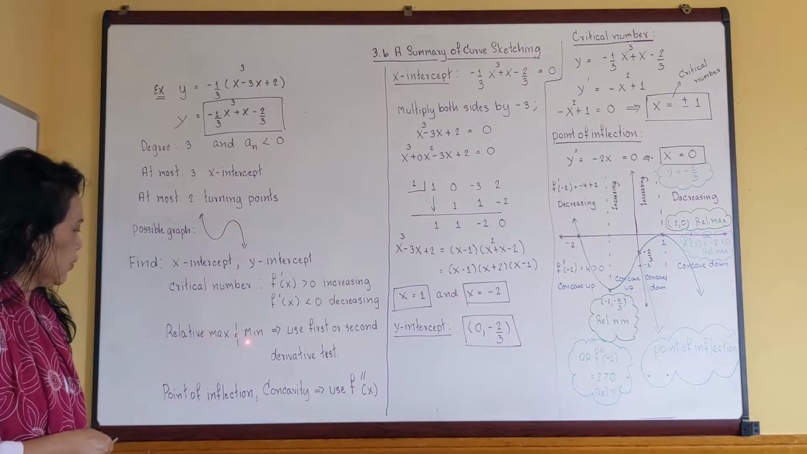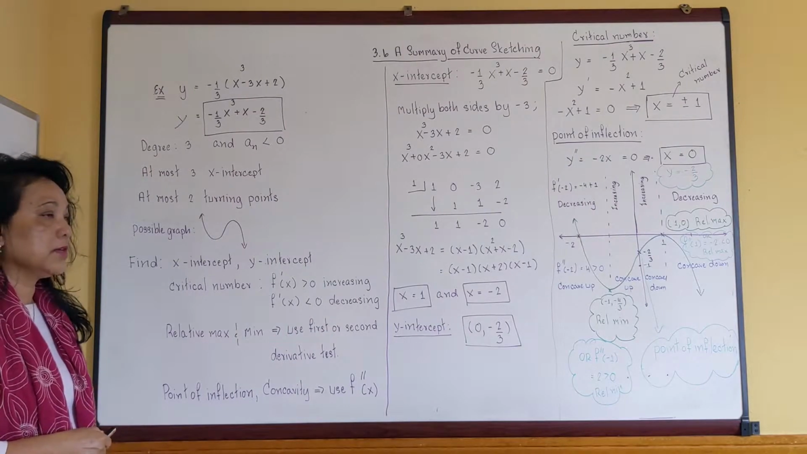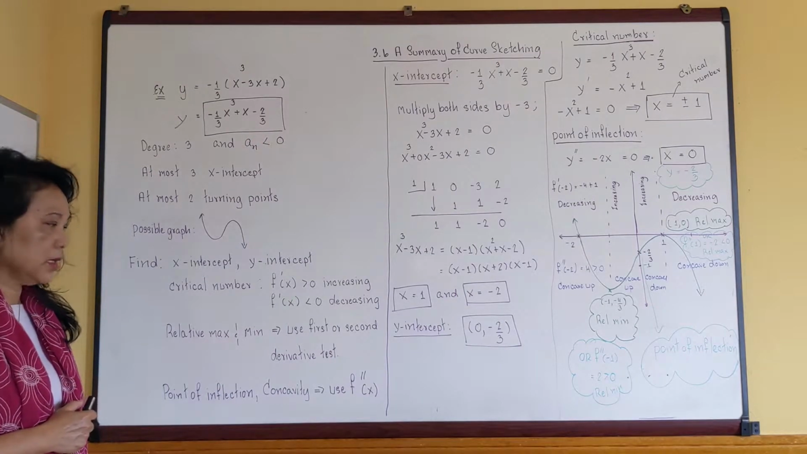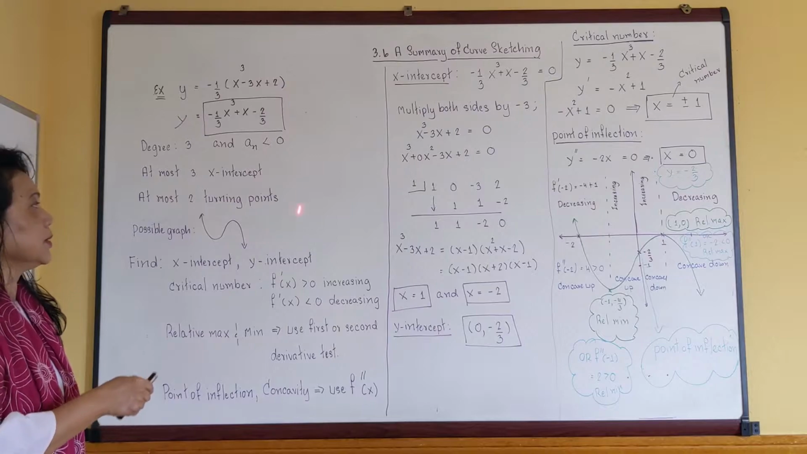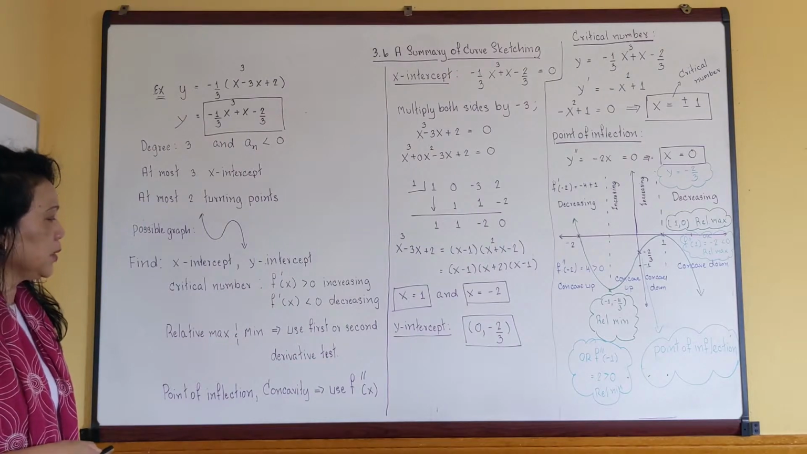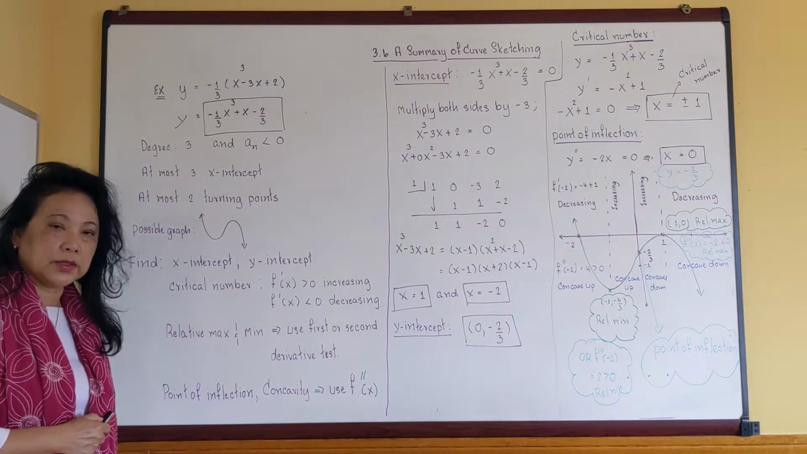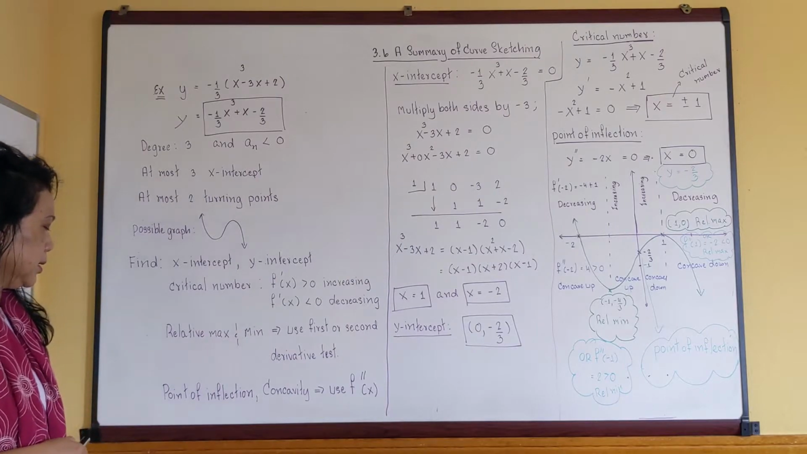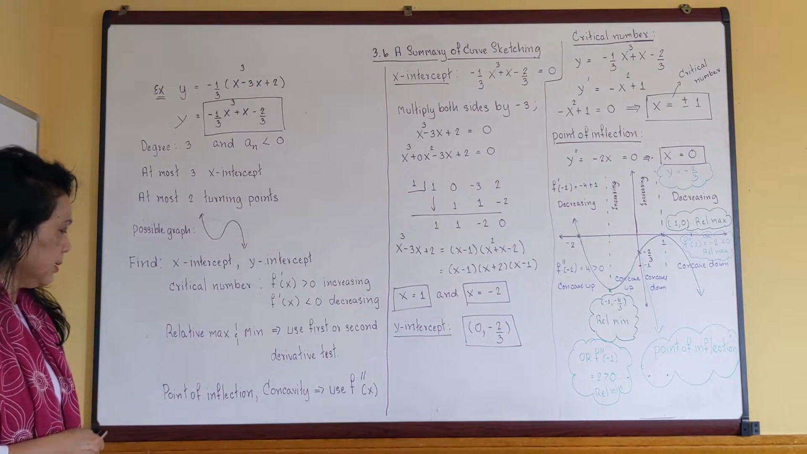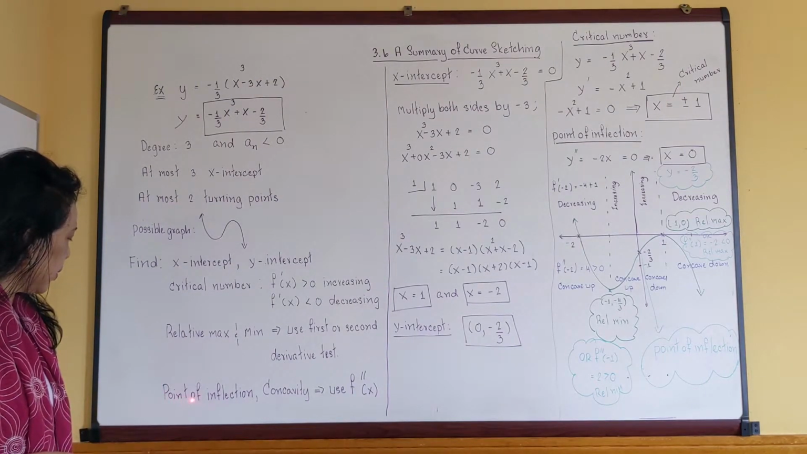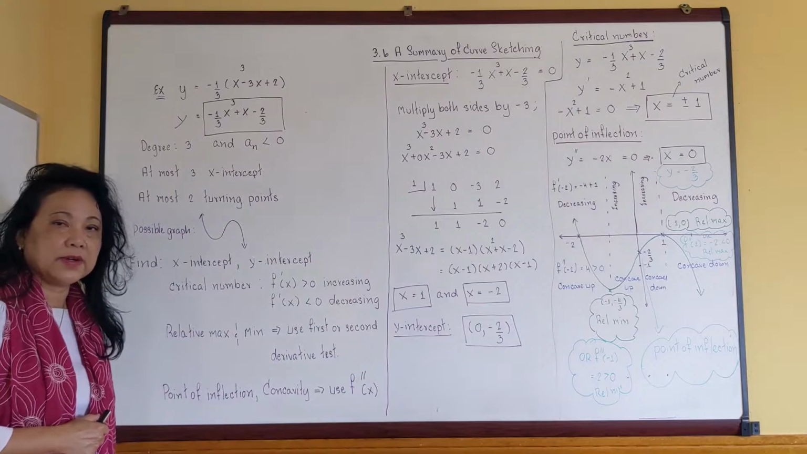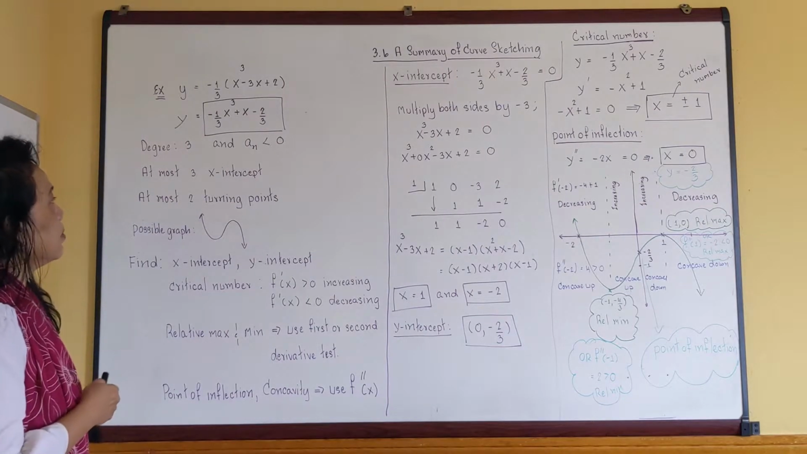Relative max and relative min, you can use the first derivative: if it's from increasing to decreasing, it's a relative max. From decreasing to increasing, it's a relative min. Or you can use the second derivative test, which means you take the second derivative and plug in the critical number, and either it is greater than 0, which means it's a relative min, or less than 0, which is a relative max. You also need to find the point of inflection and concavity, which means you have to use the second derivative. Alright, now let's continue our example.